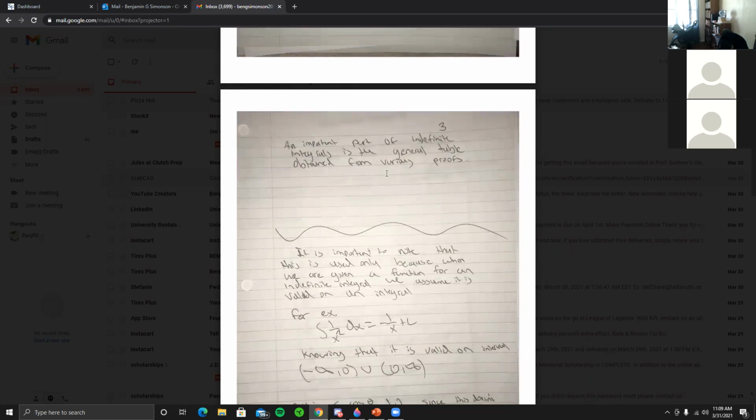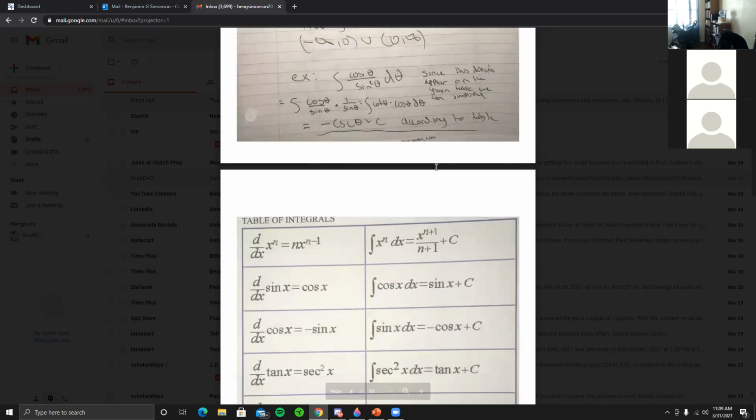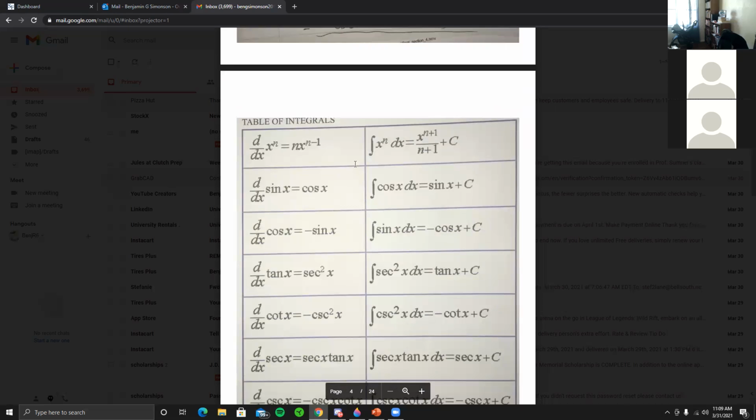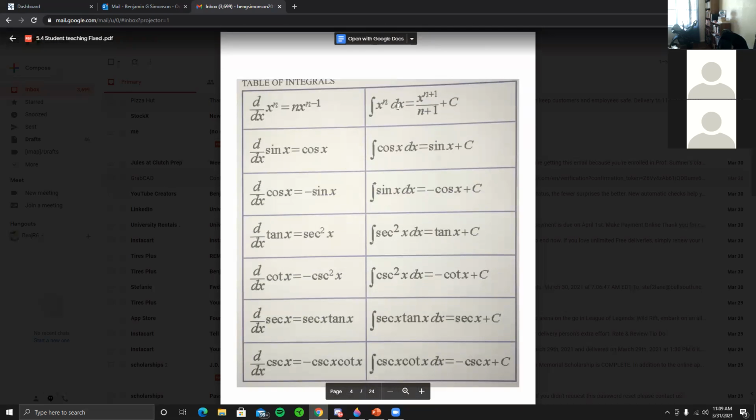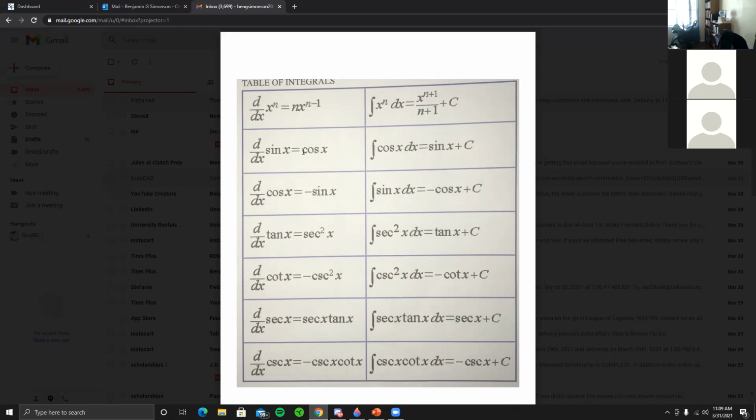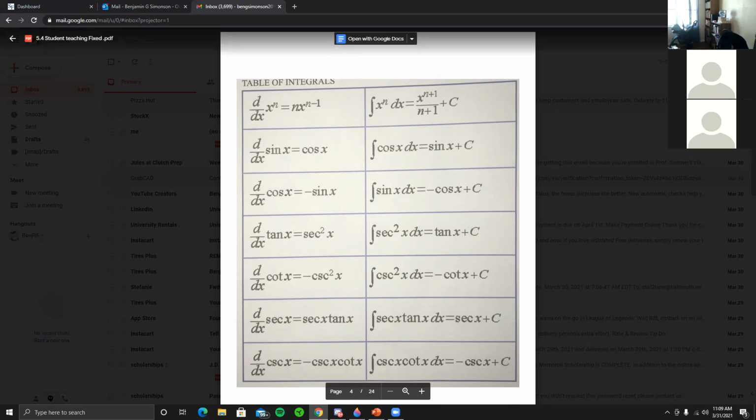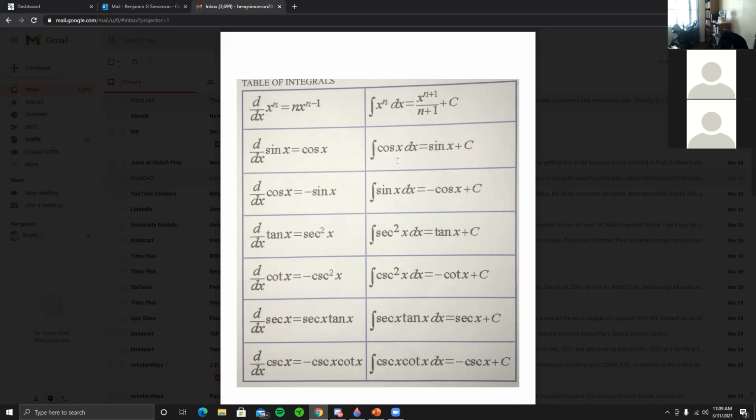So as I just explained, an important part of indefinite integrals is the general table obtained from the various proofs, for some of which I like to call cycles. So here's an example of this table. We know that the derivative of sine x is cosine x, so the antiderivative of cosine x would just arrive us back at sine x. It's kind of like an inverse, backwards operation of each other.